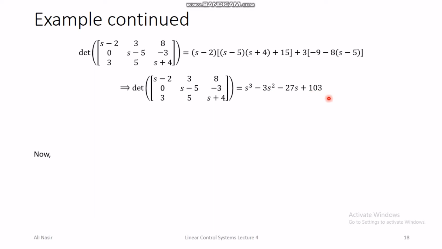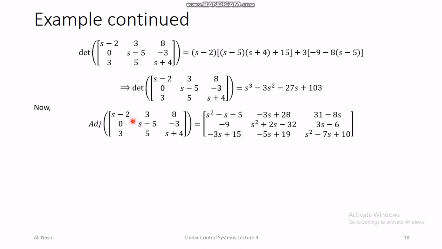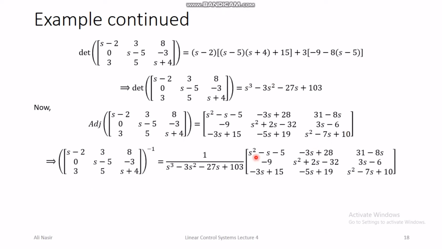And now the adjoint will be, you have to replace every element with its cofactor along with the sign, and take the transpose. That will be the adjoint. And once you divide the adjoint by the determinant, that will be the inverse.